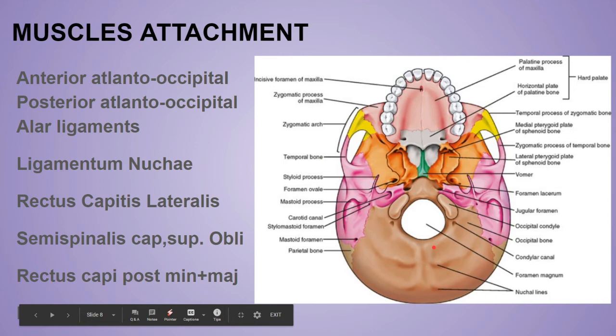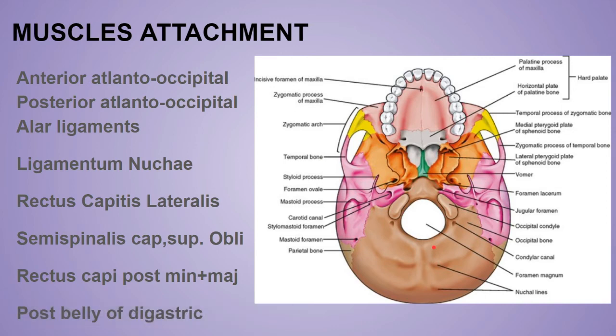Now the rectus capitis lateralis is inserted into the inferior surface of the jugular process. Somewhere over here will be the jugular process. So in the inferior surface of the jugular process of the occipital bone, rectus capitis lateralis.